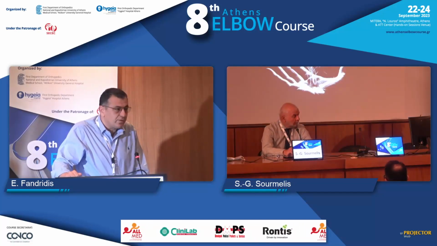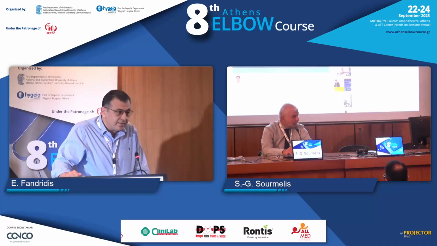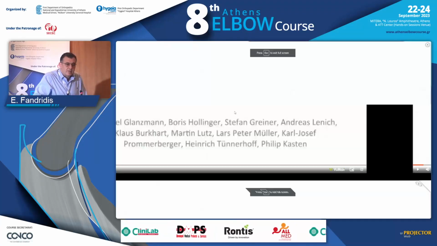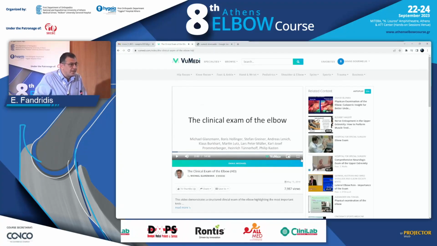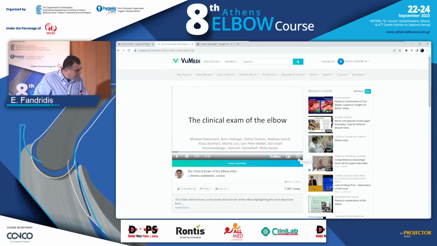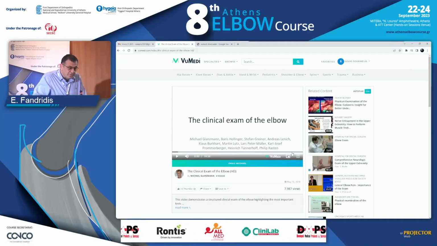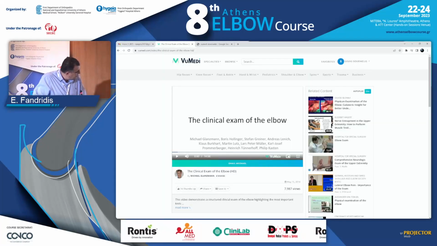Of course, history before clinical examination is crucial. Work-related injuries, operations before, some other pathology on the elbow or around the elbow, pathology on the shoulder, on the cervical spine, on the hand. Everything is crucial, and that's why the elbow is a part of the upper limb. And this is nice to know about upper limb pathology and clinical examination, and of course, related operations. So this is the video.